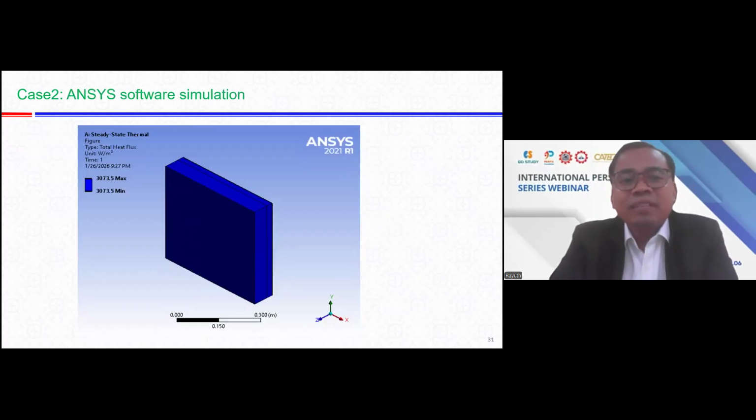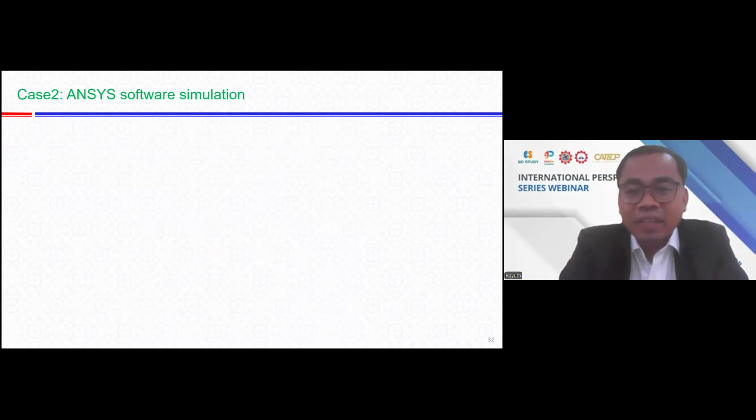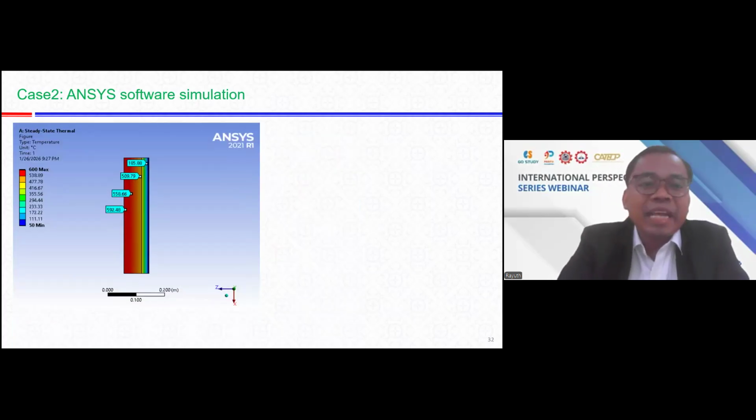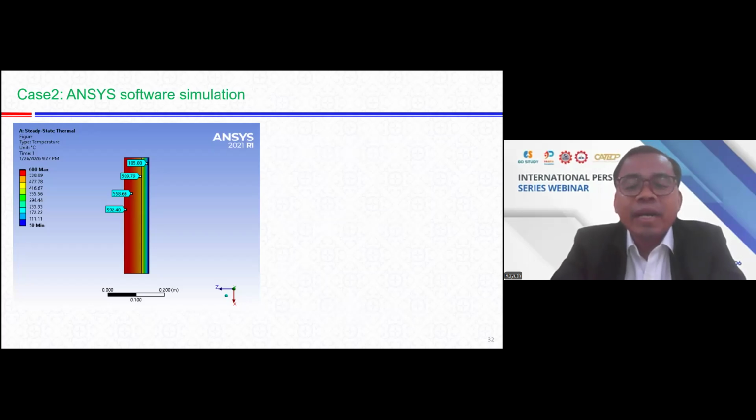This slide is similar to case one, but in case two we choose a temperature of 300. If you check it using the software, the surface is 50 degrees Celsius minimum and the maximum is 600 degrees. So we can check it.